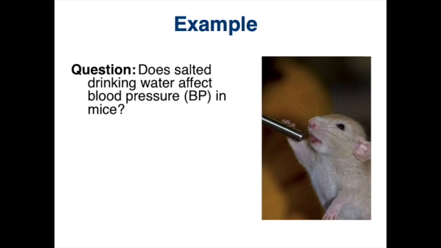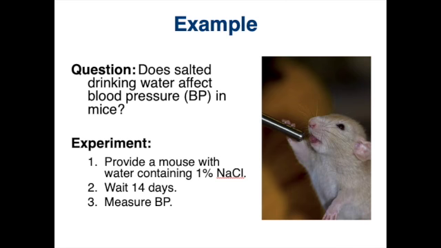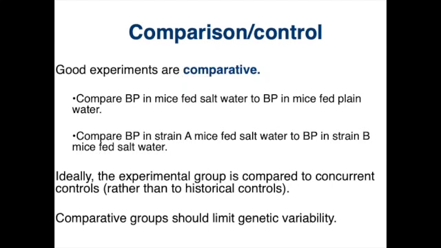So let's just consider an example. I have a question: I'm wondering if salt affects blood pressure in mice. This could be a really simple experiment to perform because I could just add salt to the water of mice and see if their blood pressure goes up. What I would do in this case is have a population of mice or a mouse and put salt into their water at, say, 1%. Maybe I would allow that mouse to continue to drink that water, replacing it periodically for 14 days, and then I would measure blood pressure.